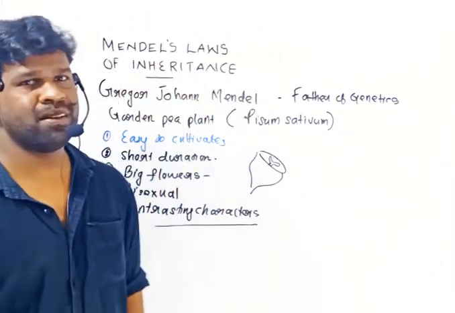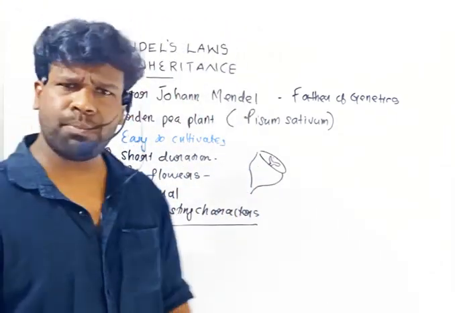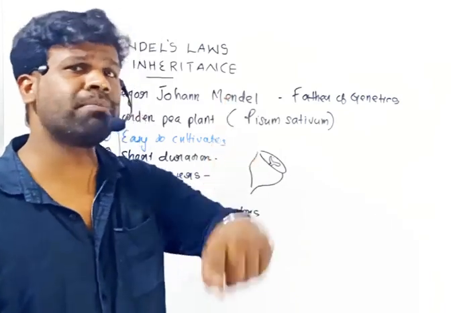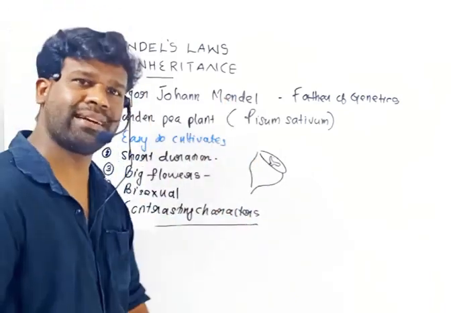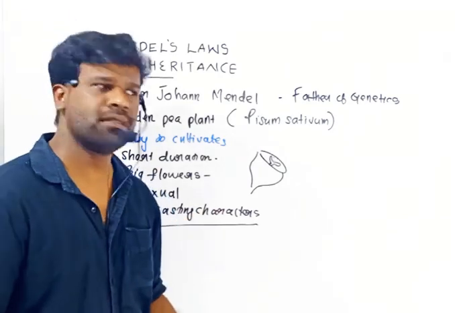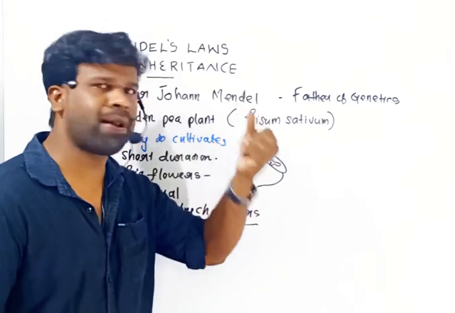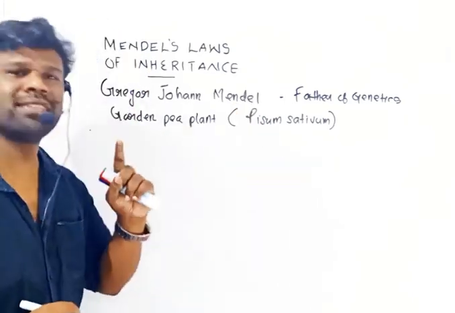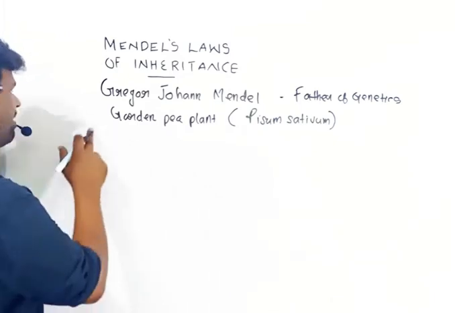Actually, Mendel noticed about 32 contrasting characters in the garden pea plant, and he studied about 7 contrasting characters. Let's see what the contrasting characters of this garden pea plant, Pisum sativum, are.